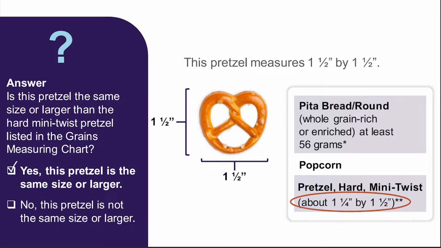The grains measuring chart says that hard mini twist pretzels must measure at least 1.25 inch by 1.5 inches. The pretzel in our example measures 1.5 inches by 1.5 inches, which is larger than 1.25 inches by 1.5 inches. So now we know that we can use the grains measuring chart to see how many pretzels to serve.